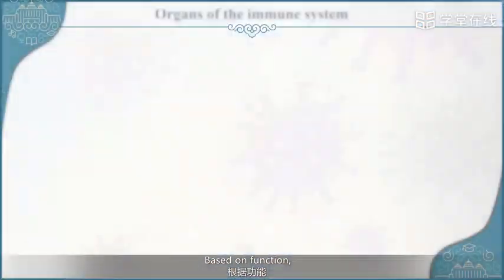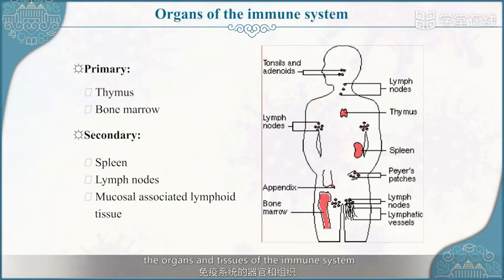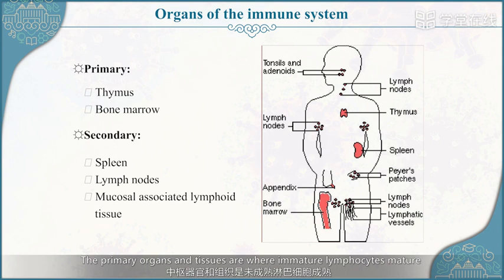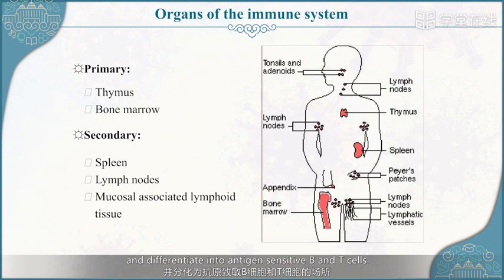Based on function, the organs and tissues of the immune system can be divided into primary or secondary lymphoid organs and tissues. The primary organs or tissues are where immature lymphocytes mature and differentiate into antigen-sensitive B and T cells. The thymus is the primary lymphoid organ for T cells, and the bone marrow is the primary lymphoid tissue for B cells.